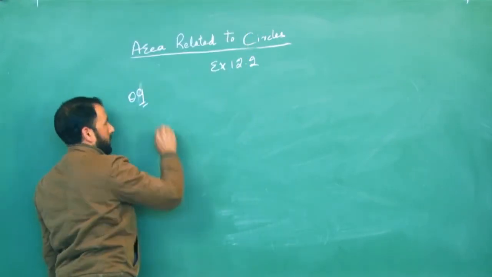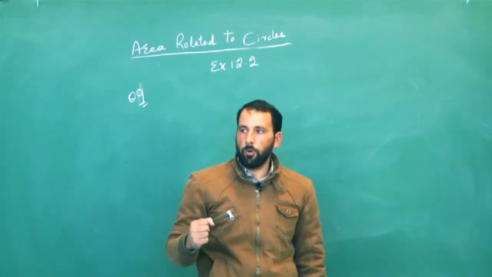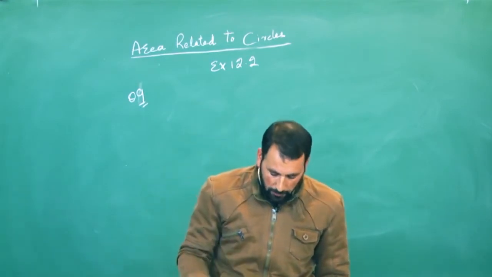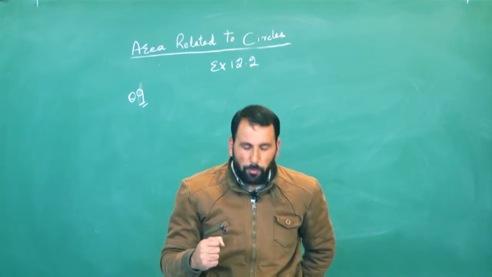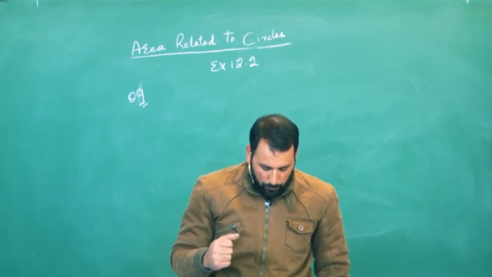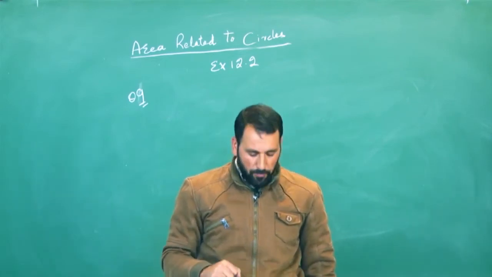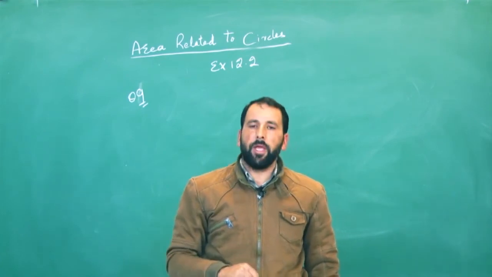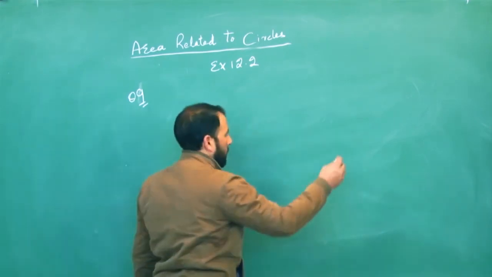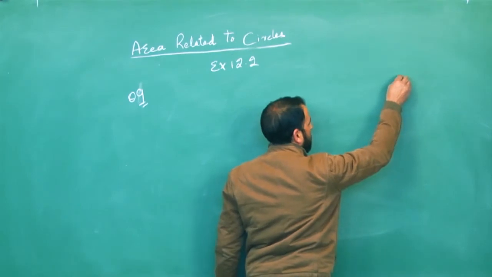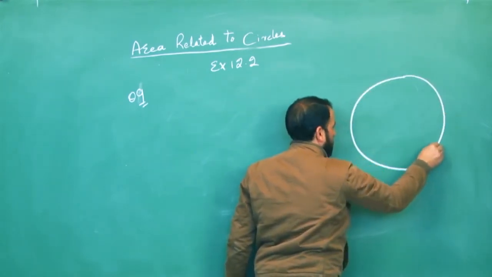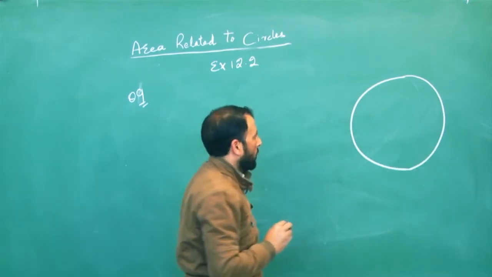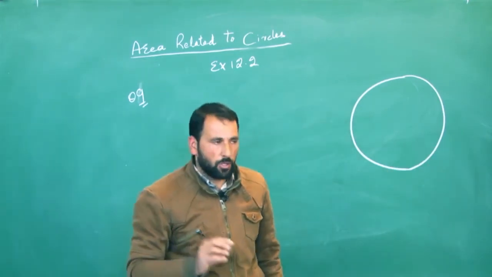Question number 9 states that we have a silver wire which is used to make a circular brooch whose diameter is 35 mm, and the wire is also used in making 5 diameters. First of all, we draw the diagram of this question. So let us draw a circular brooch here like this, and also draw the 5 diameters of the circle.